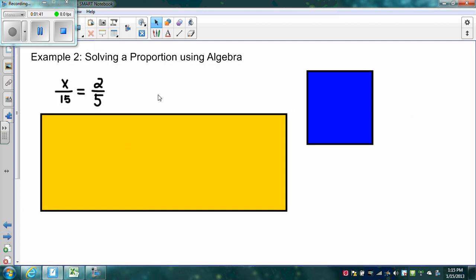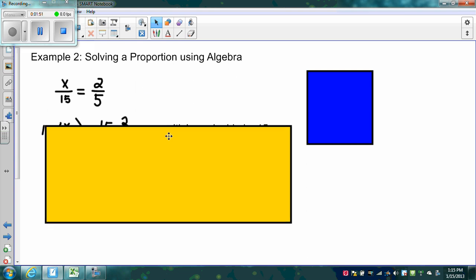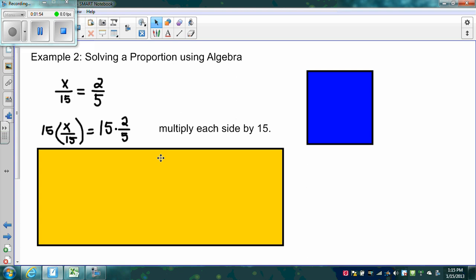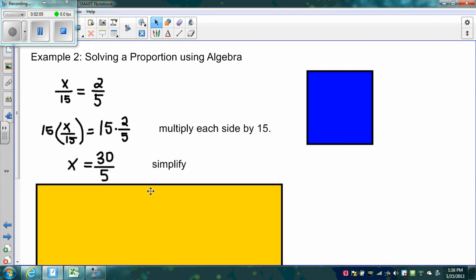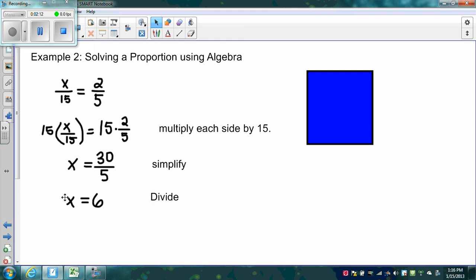The second type of problem you may have is solving a proportion using algebra. So I just showed you how to do it by comparing the denominators. Now we know how to do it using algebra. In this case, we can first multiply each side by 15 to cancel out the 15 that x is divided by. If we multiply both sides by 15, then we get x is equal to 15 times 2/5, which is equal to 30/5, and then we can simplify it and divide 30 by 5 to get 6. So x is equal to 6.